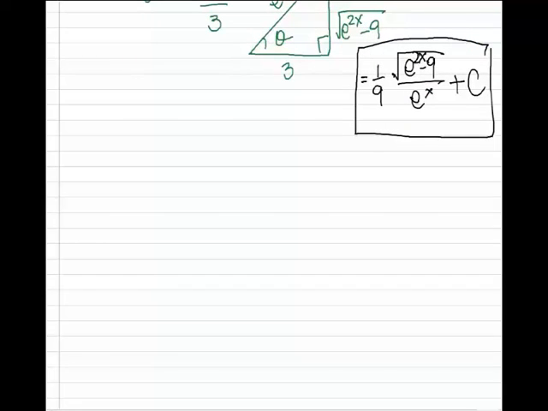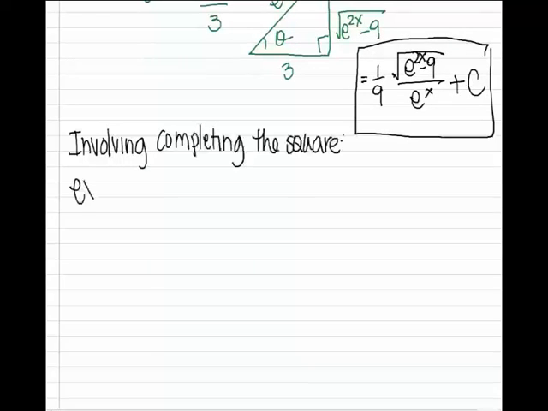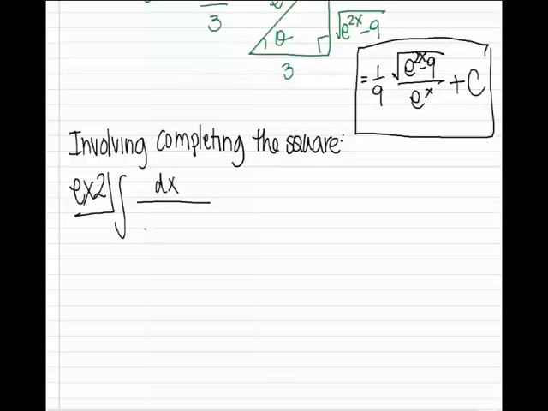This next type is going to be ones involving completing the square. So we have dx over x squared plus 4x plus 5.